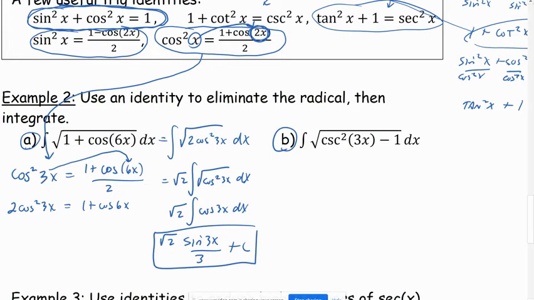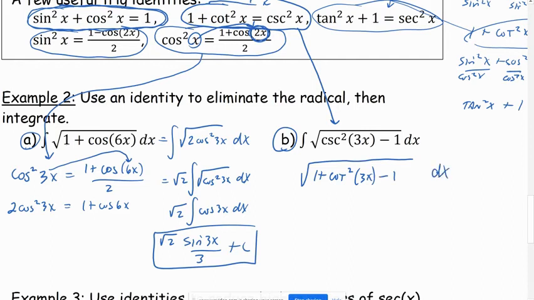For this one, we can use this Pythagorean identity and replace cosecant squared with 1 plus cotangent squared. So this is going to be cosecant squared gets replaced by 1 plus cotangent squared of 3x minus 1 dx. And then the 1 and the minus 1 cancel. So now we just have the square root of cotangent squared, which is just cotangent.